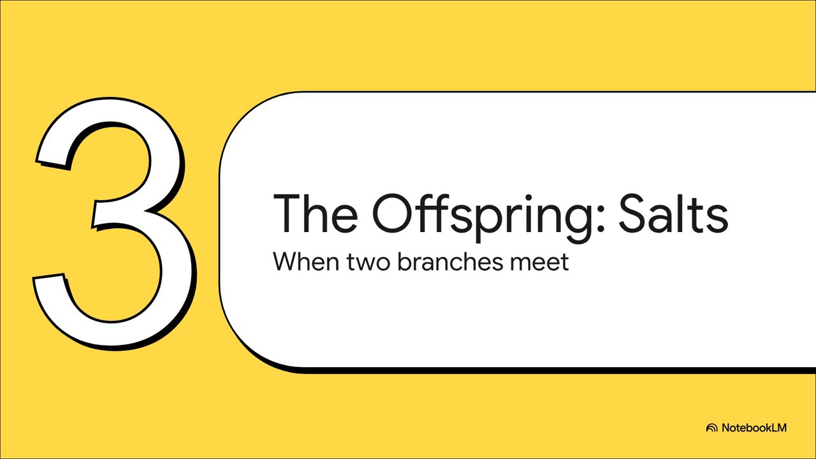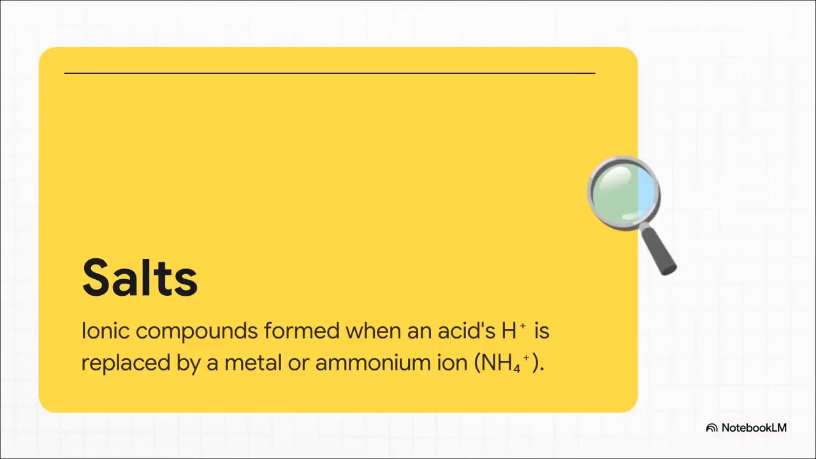Okay, so what happens when these two opposing branches, an acid and a base, finally come together? You might think they'd just destroy each other, but no. Instead, they create something totally new, the next generation in our family tree, the offspring, we call salts. So chemically speaking, a salt is an ionic compound that gets made when the hydrogen part of an acid gets swapped out for a metal ion, which usually comes from the base.